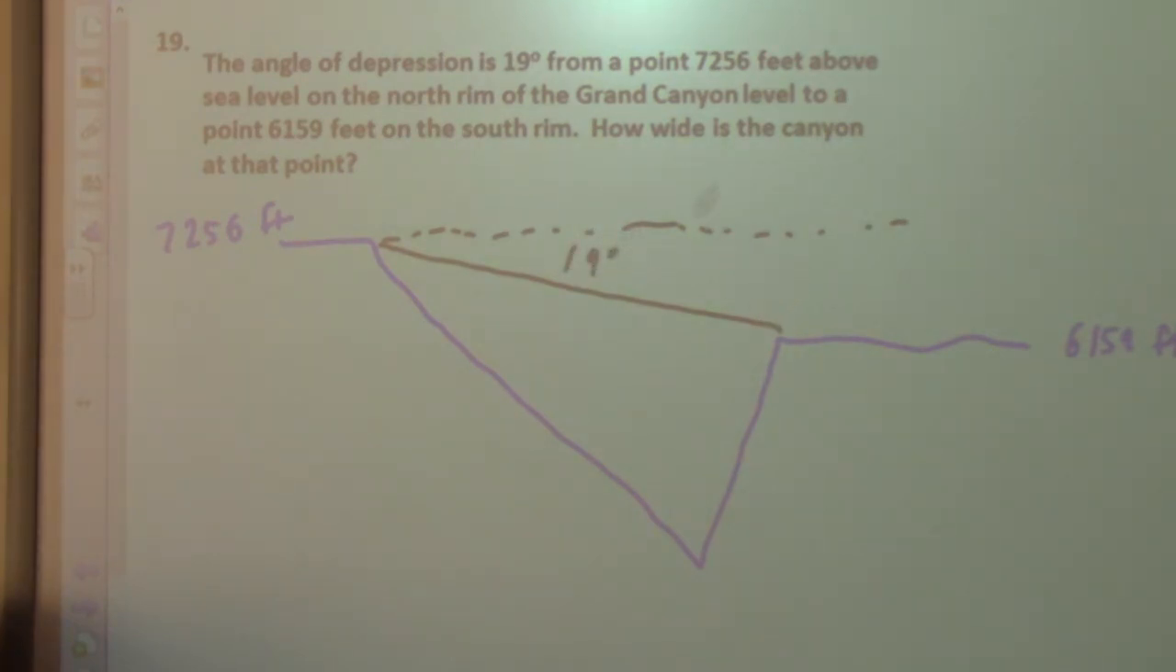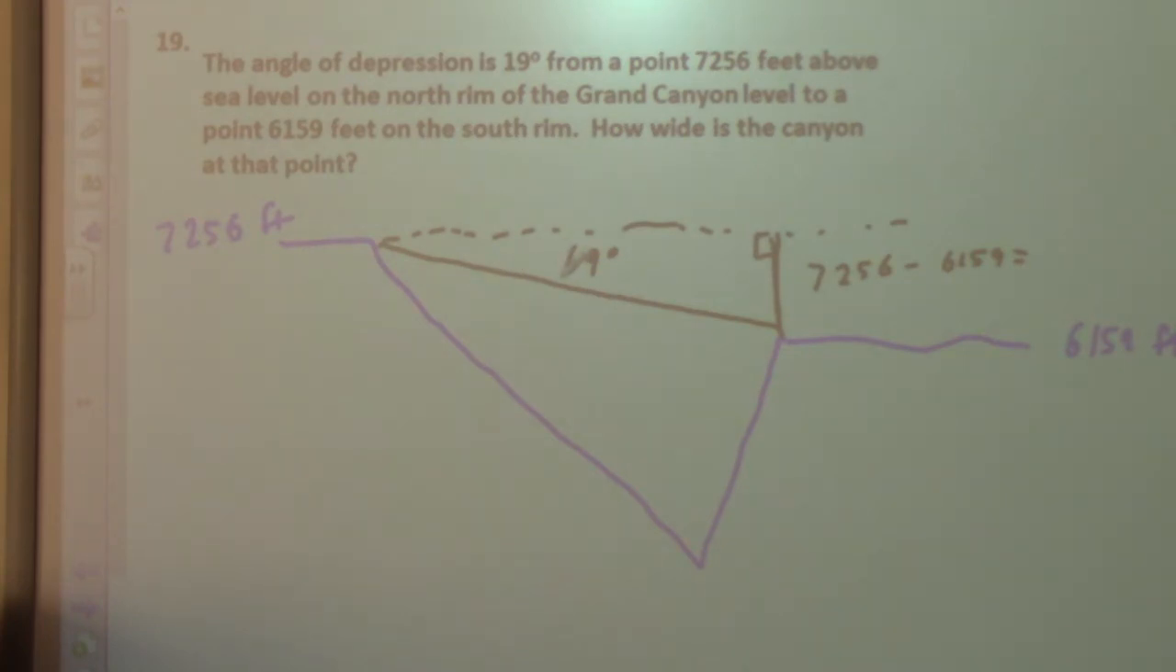So it says, how wide is the canyon at that point? We're gonna redraw this. What you have is this side here, your opposite side, going to be 72.56 minus 61.59. Dotted and solid.